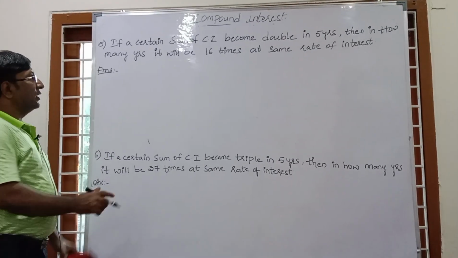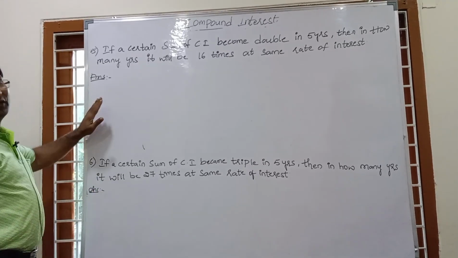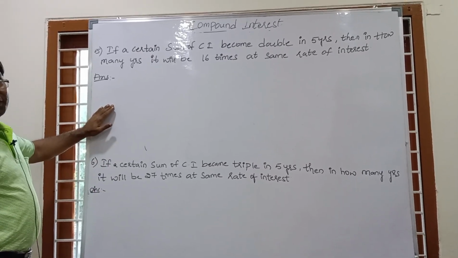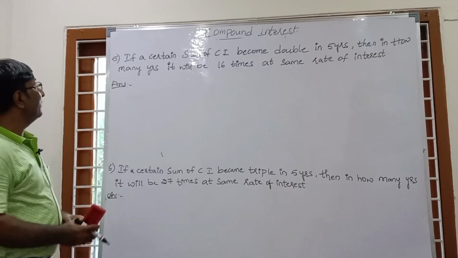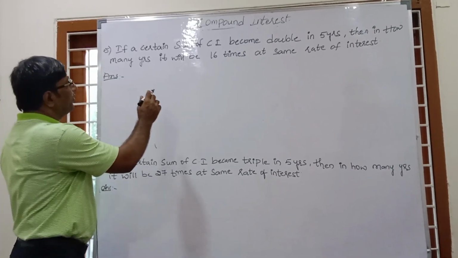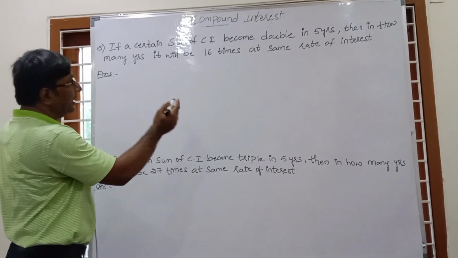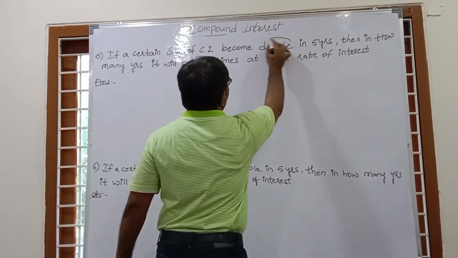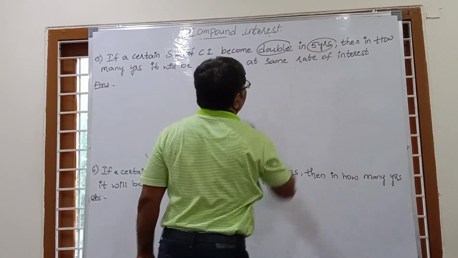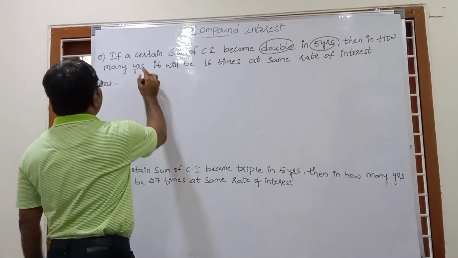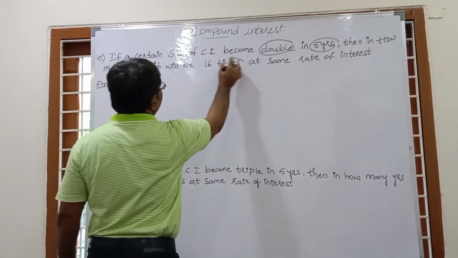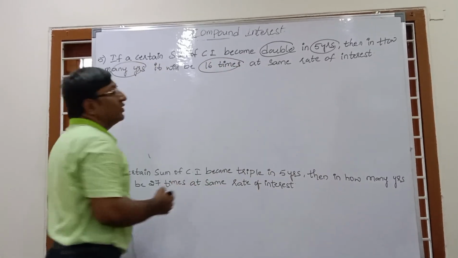Now see question number 5. This question number 5 is also a very tricky question. And what is the question? See here. If a certain sum of compound interest becomes double in 5 years, then in how many years will it be 16 times at the same rate of interest?